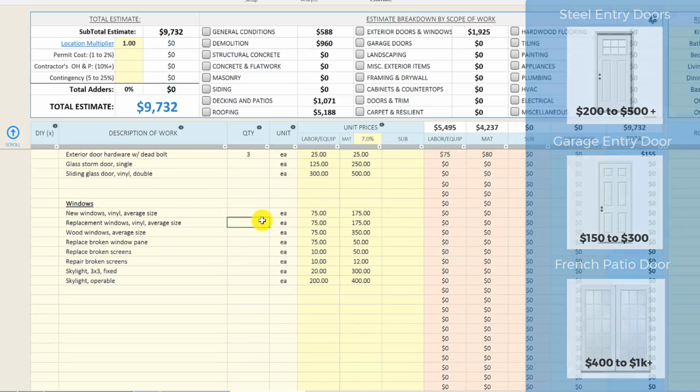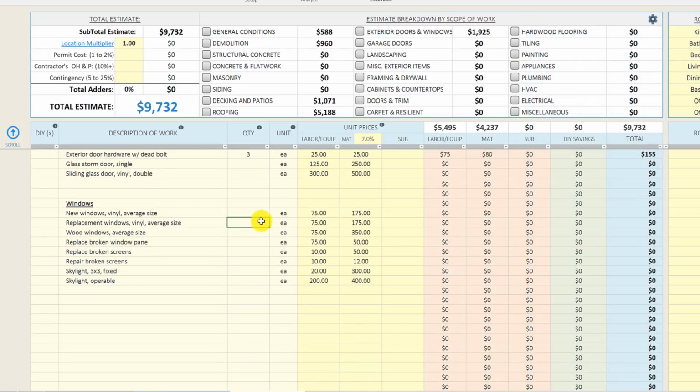And then windows wise, there were about 11 windows that needed to be replaced on the property. So we're just going to plug in a budget of $175 for materials and then $75 for install, which is about $250 for a replacement vinyl window.